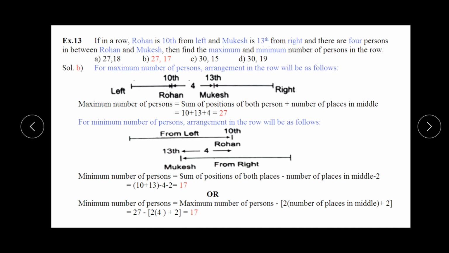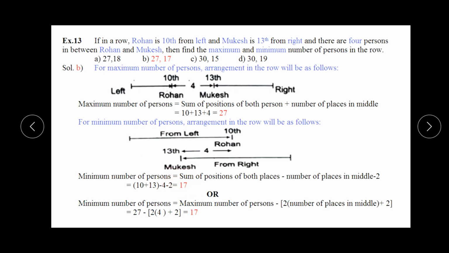Then what will we do? We will subtract these persons. But which ones will we subtract? These 6 persons, the positions of both Rohan and Mukesh. Then what will we do? 10 plus 13 minus 6. 6 is the sum of 4 and this place and this place, 4 plus 2, that is 6. It means 10 plus 13 minus 4 minus 2 is equal to 17.